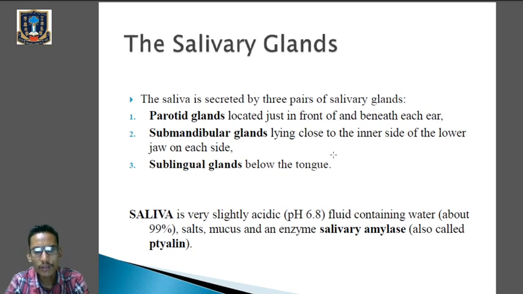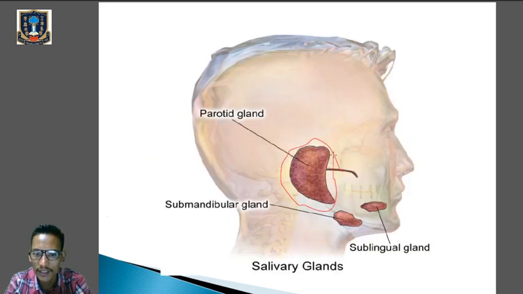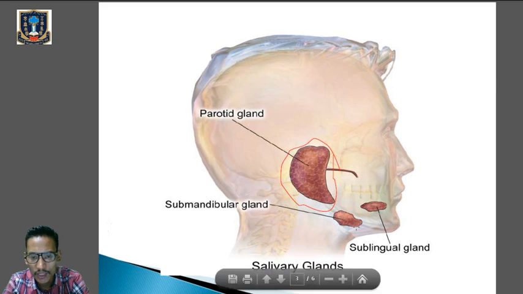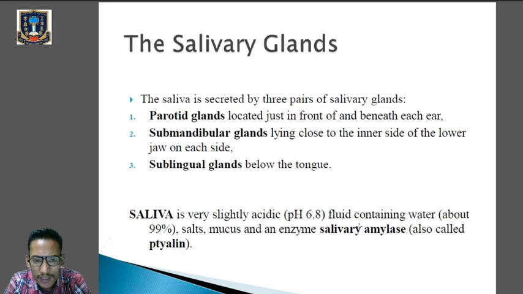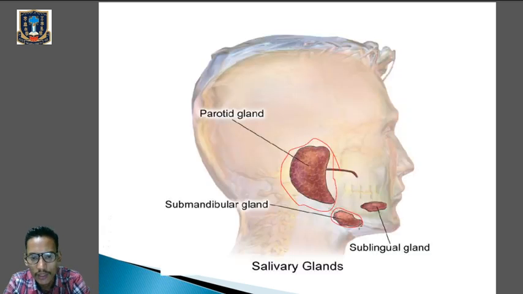Then number 2 gland is called the submandibular glands, which are lying close to the inner ear of the lower jaw on each side. So this one is the submandibular gland, which is just close to the lower jaw on each side. And last one is sublingual glands, just below the tongue. So this one is the sublingual glands present just below the tongue.